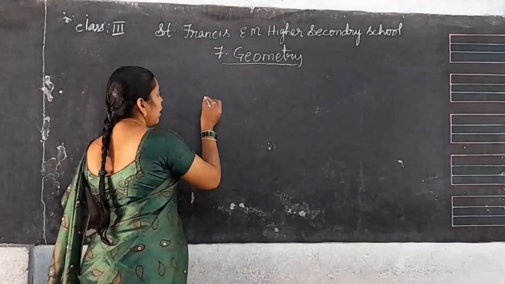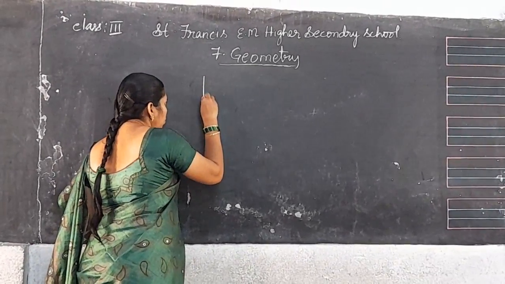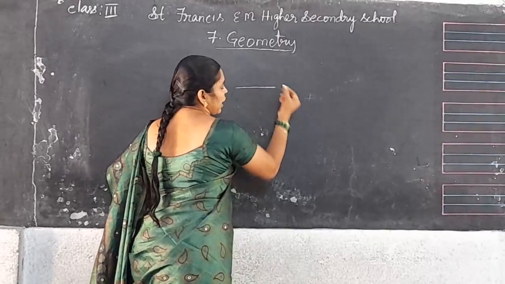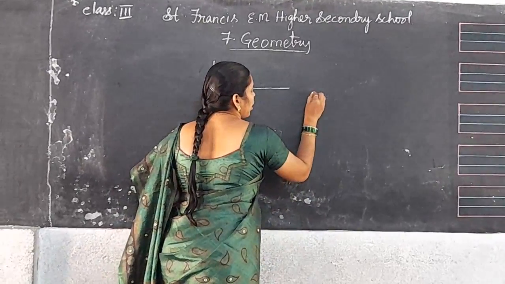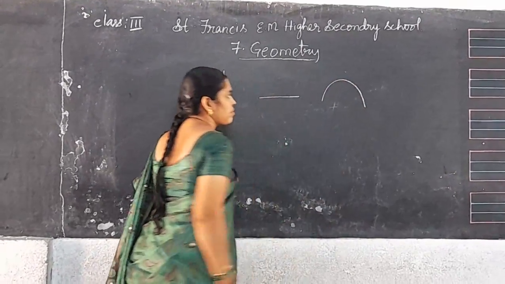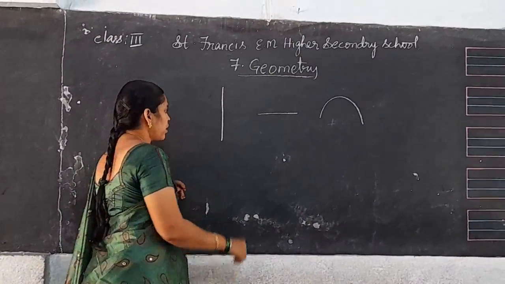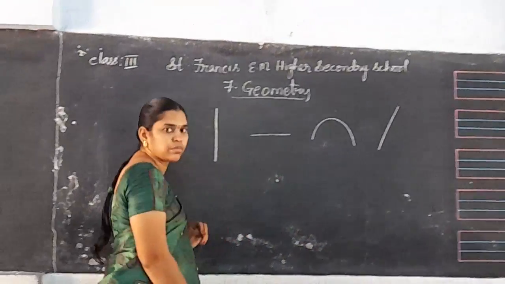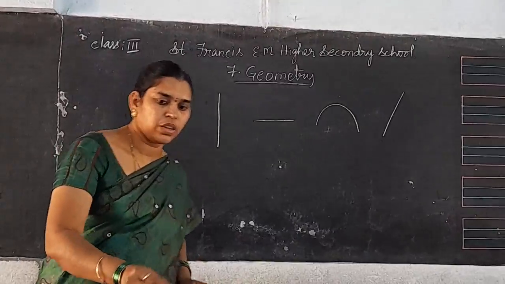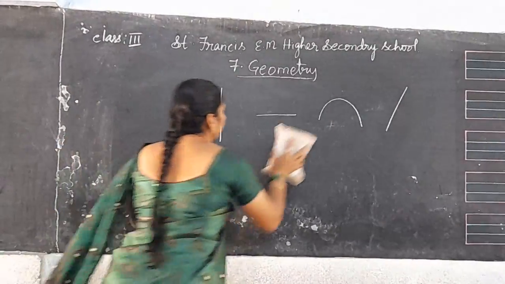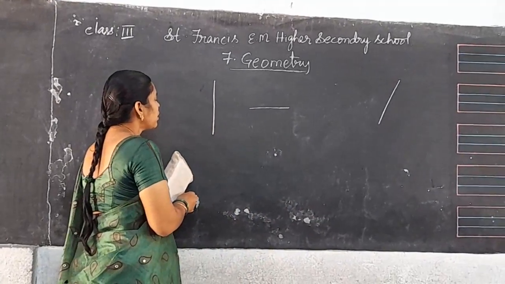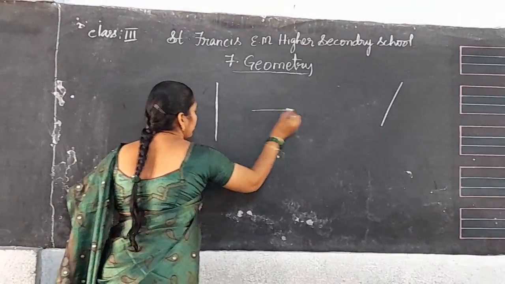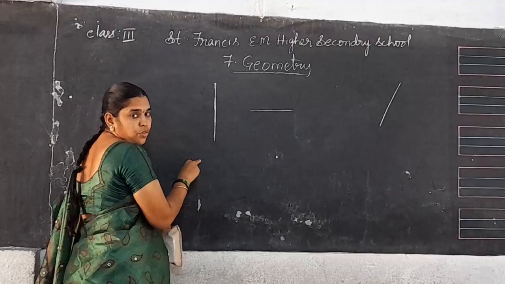Look at this, student. What is this line? And what is this line? And what is this? And another one, what is this? First I will tell you about this. This is a straight line, right? This is also a straight line, but this is a vertical line.